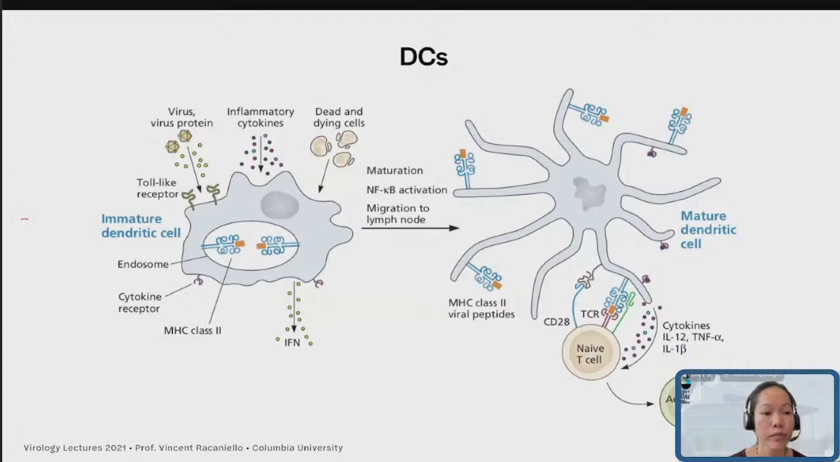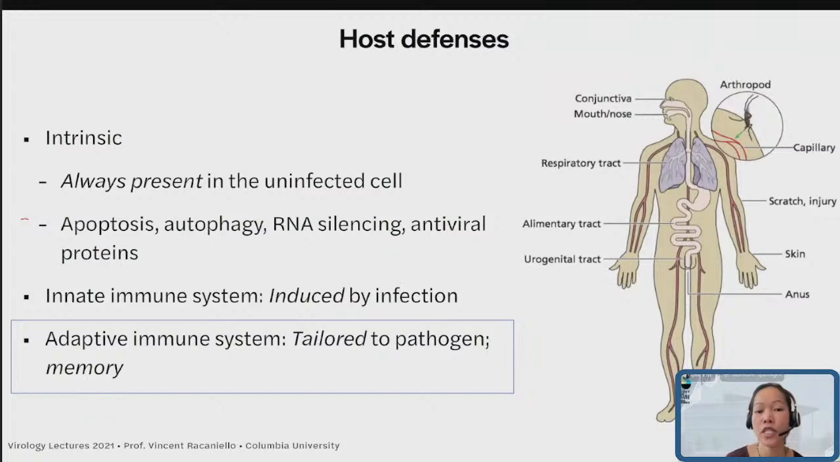So again, host defense, meron tayong intrinsic. Intrinsic is always present, even in uninfected cells. And I've just told you about innate immunity. And then now we move to the adaptive immune system. A very important and distinct thing about the adaptive immune system is it is tailored to a pathogen. And also it has memory cells.